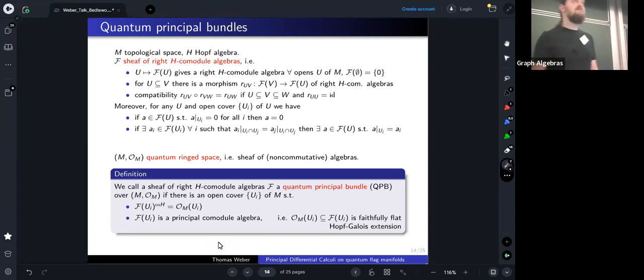Because people were talking about spaces ringed in non-commutative algebra, sheaves of non-commutative algebras, for ages. The category of D-modules, if you have a manifold and a sheaf of differential operators, is of this sort. But they didn't use the word quantum. So this I fully blame on someone else. It's not my wording.